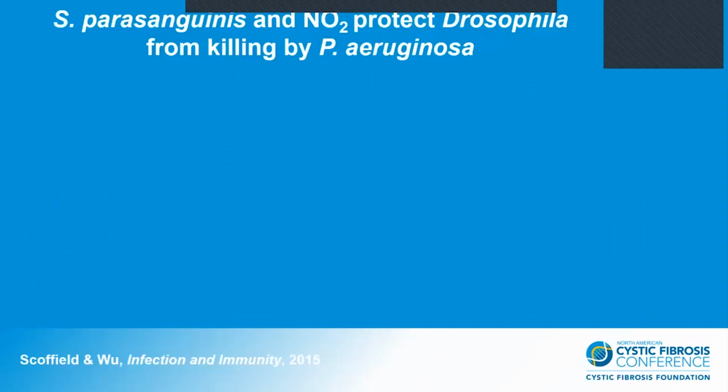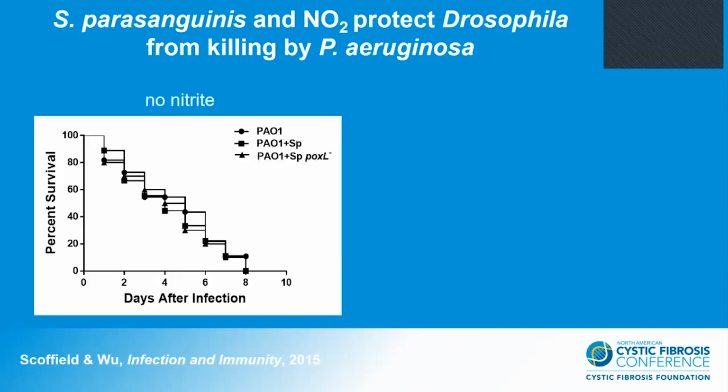And so far we know that, at least in our in vitro models, Strep parasanguinis and nitrite can inhibit Pseudomonas growth for both an acute isolate and the cystic fibrosis isolate FER1. But we wanted to determine whether or not this translated into protection in an in vivo model. And so we used Drosophila as an in vivo model.